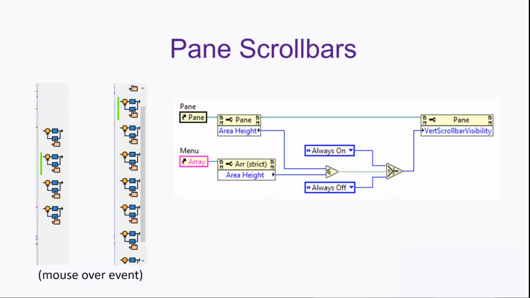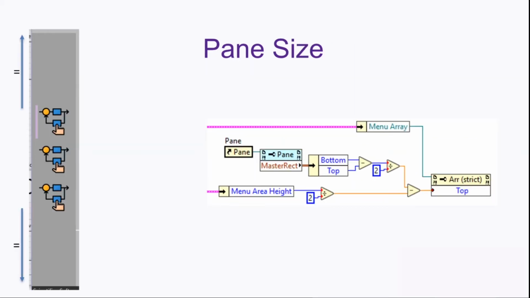I get a reference to the array. This is a picturing array. If that array is bigger than the pane, then show the scroll bar, else do not. Other things I wanted to implement, like keeping those selection items in the center.